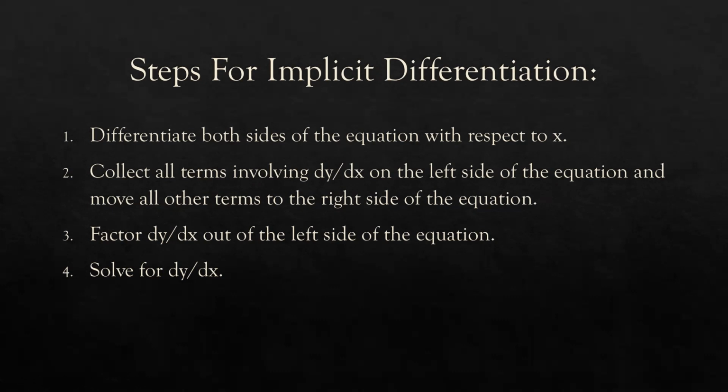So basically, when you do implicit differentiation, you might have two dy dx terms, so get all the dy dx terms on one side and anything that doesn't have dy dx on the other side. Step 3, factor dy dx out of the left side of the equation. So yeah, once you have dy dx on one side, factor it out. And then step 4, solve for dy dx. So let's do an example.